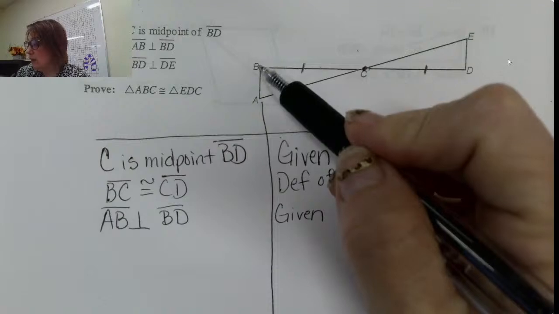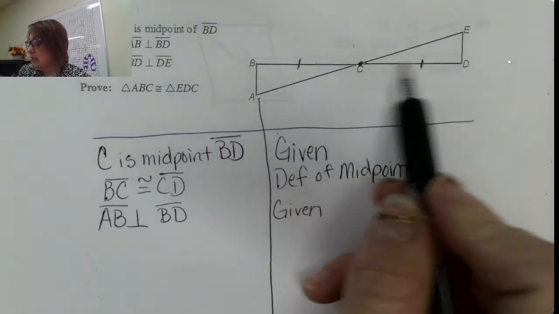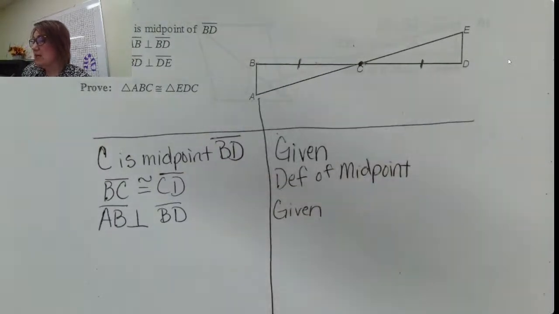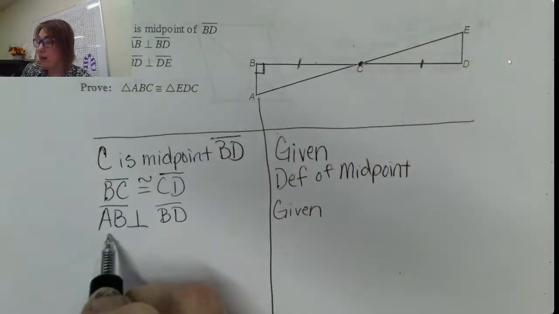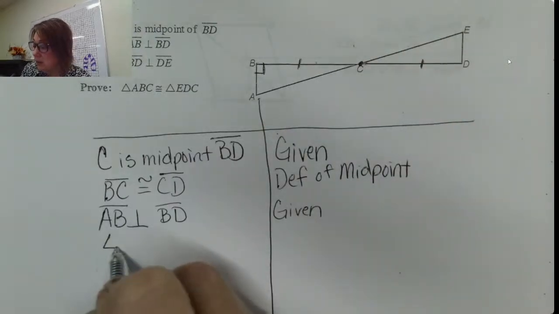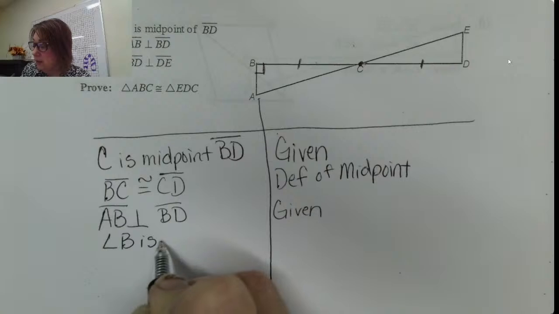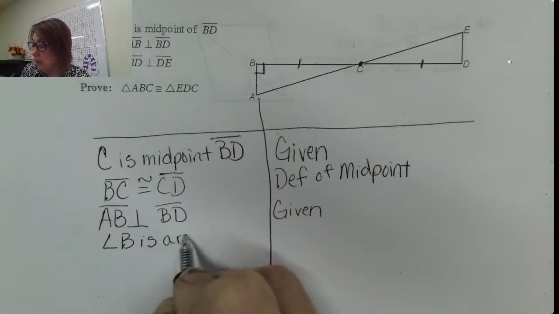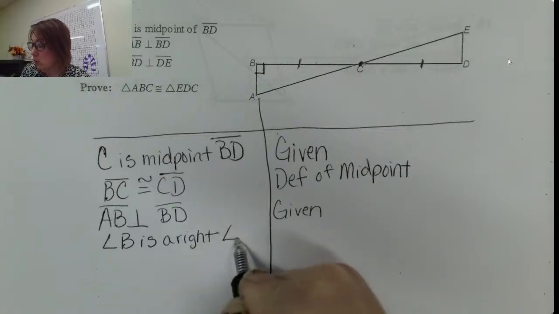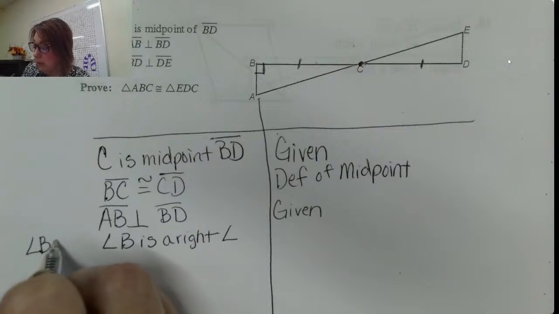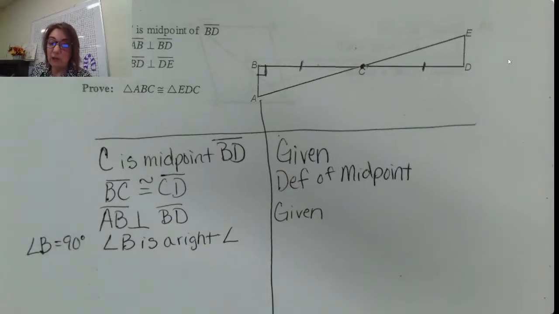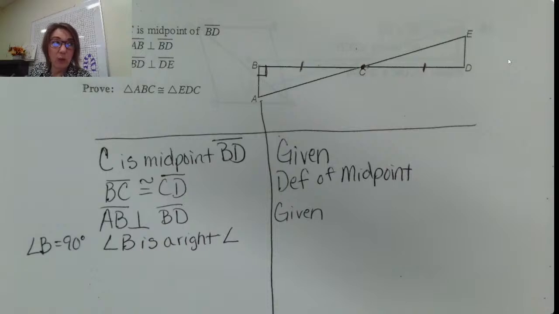So if I know that this line and this line intersect at 90 degrees, what does that tell me? What's a right angle? Angle B, right? That tells me angle B is a right angle. So my next statement is angle B is a right angle. Or I could also say angle B equals 90 degrees. I could write it either way. Okay? Either way is fine.